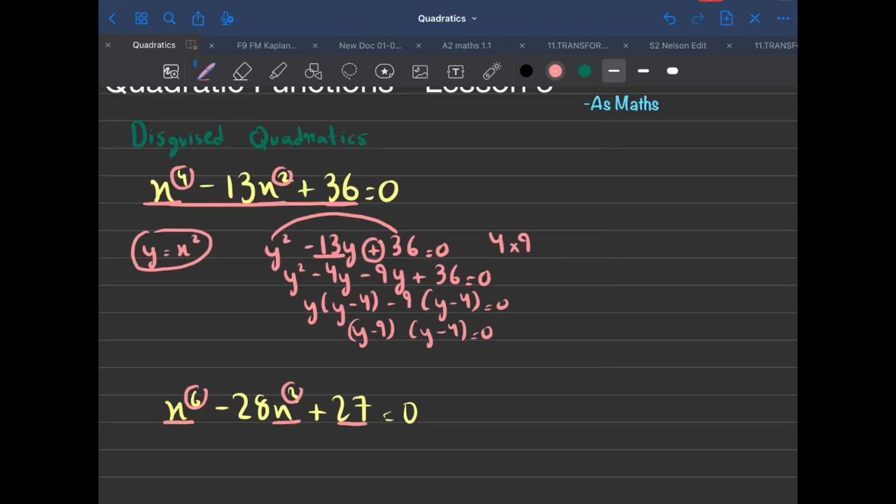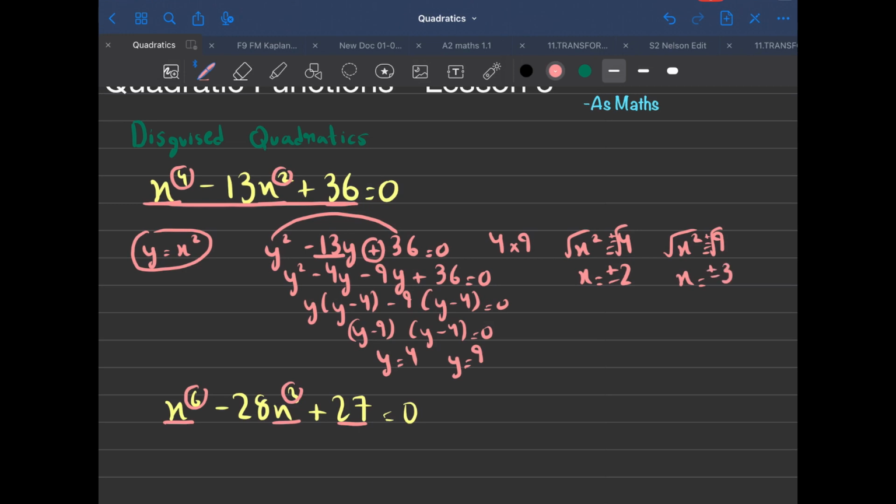y is equal to 9. It's going to be y is equal to 4 and y is equal to 9. But what was actually y? It was x squared equal to 4 and x squared equal to 9. So my answer of x will be square root plus minus. So it's going to be plus minus 2. And here it's going to be square root plus minus 3.